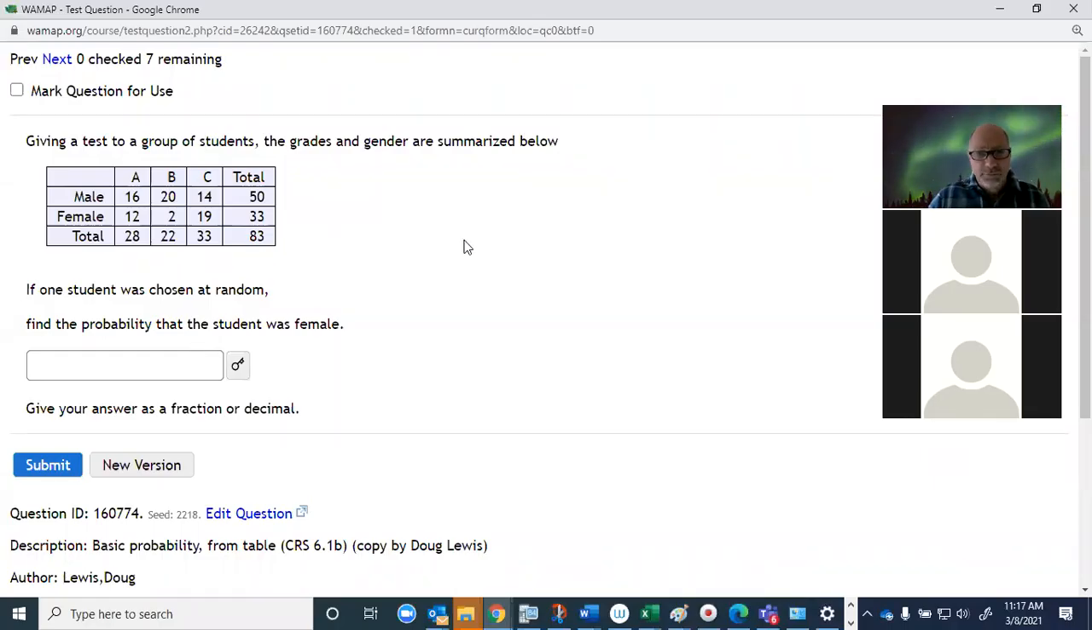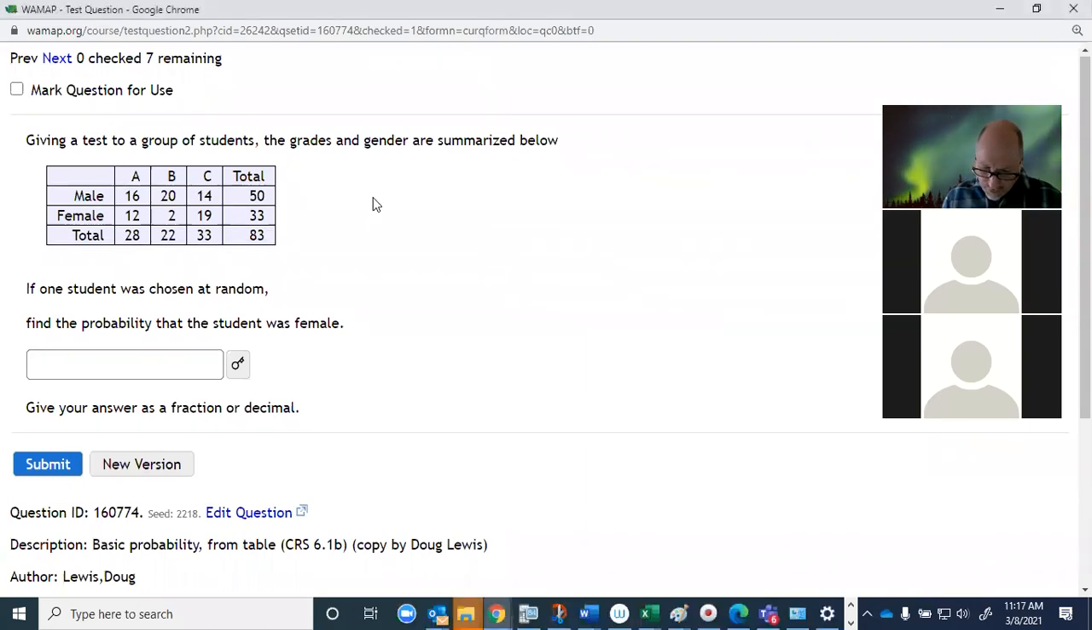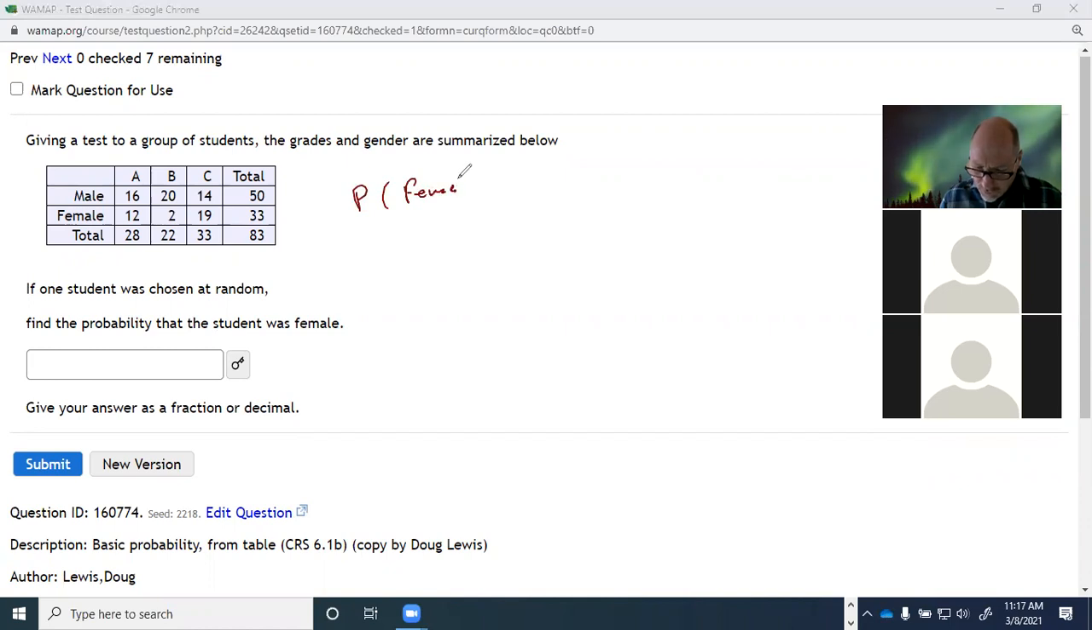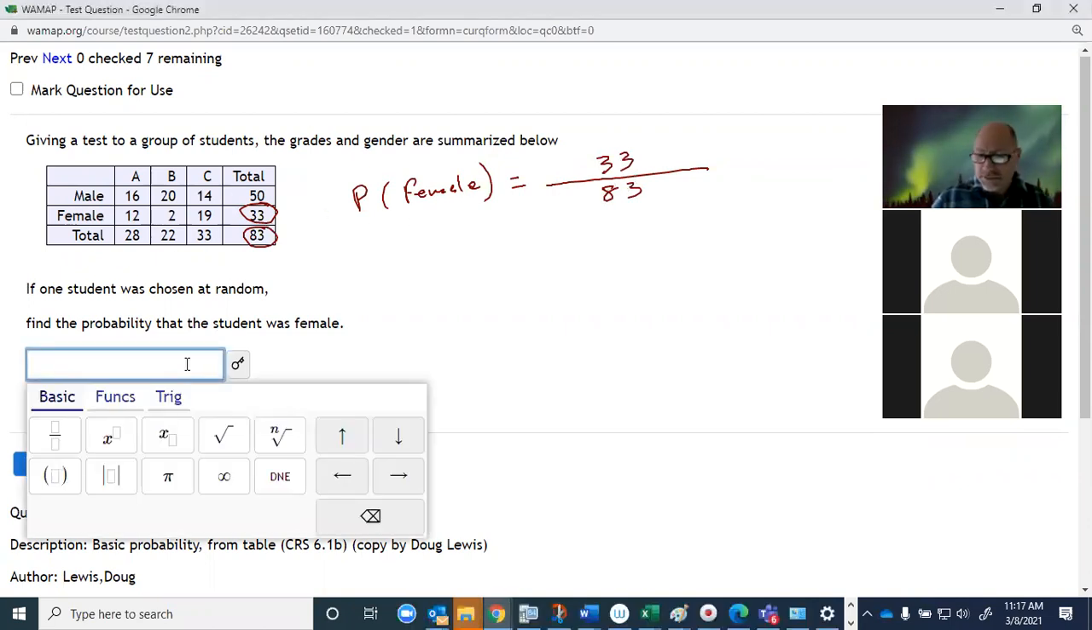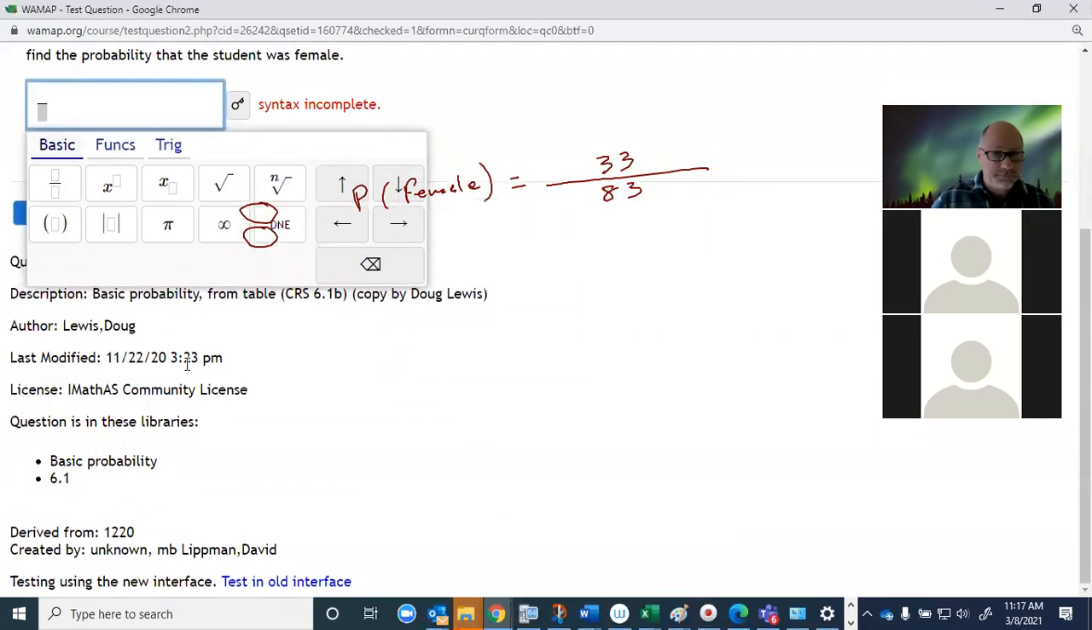So yeah, the probability that the student was a female would be the number of people who are female, which is 33, right? That's the 33, and the total would be 83. So it's 33 out of 83. So we can just enter that answer into our place here, 33 divide 83.